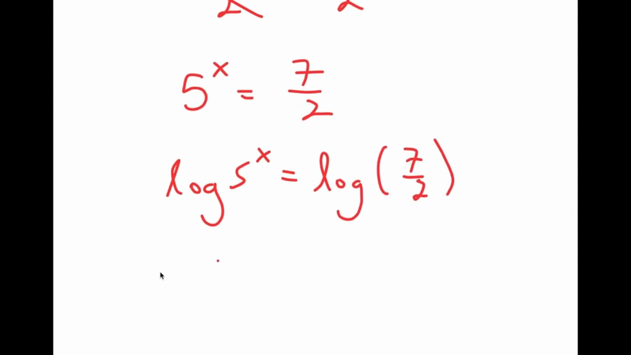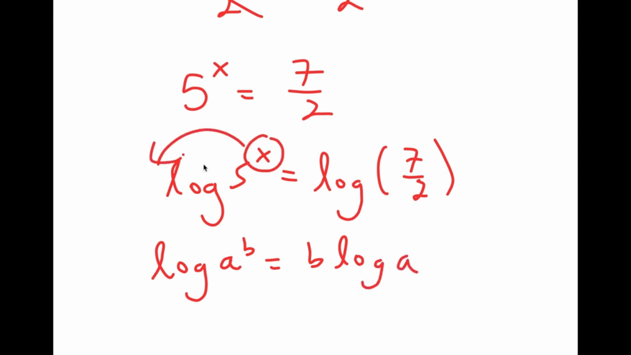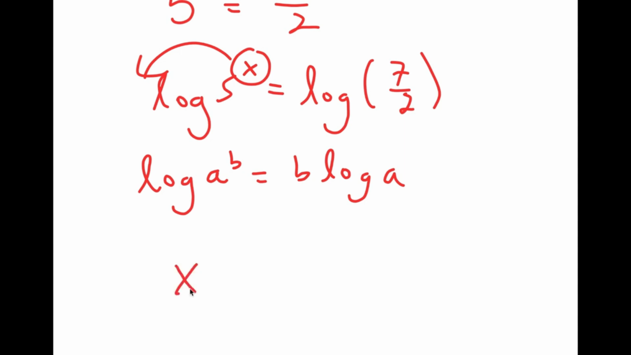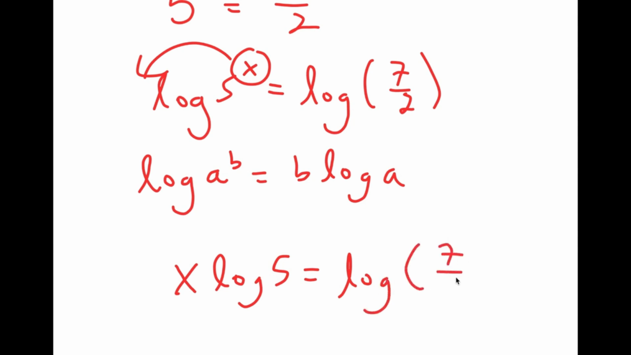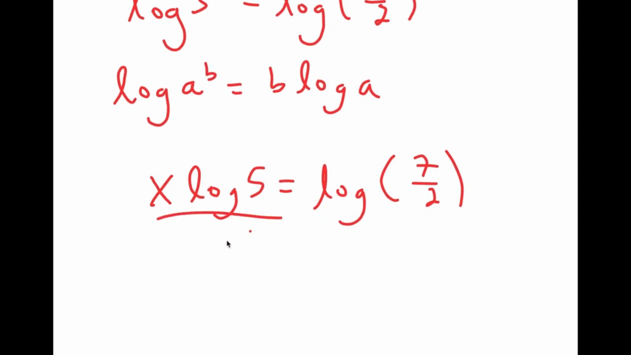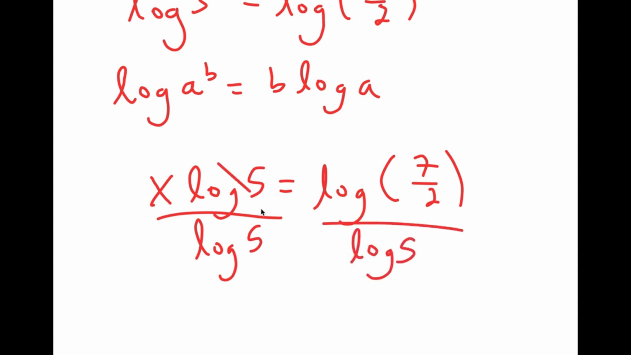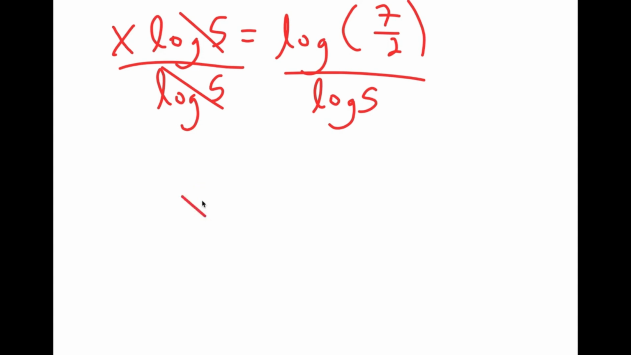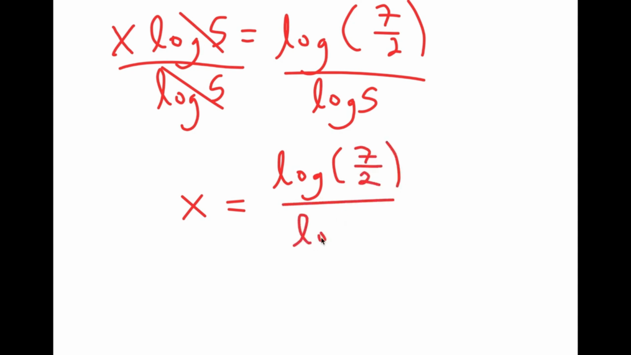And if I have something in the form log a to the power of b, this is equal to b times log a. So in this case, I can move x to the front. So I get x times log 5 is equal to log of 7 over 2. Now, we want to isolate x, so I'm going to divide both sides by log 5. So now these two cancel out, and I get x is equal to log of 7 over 2 over log 5.